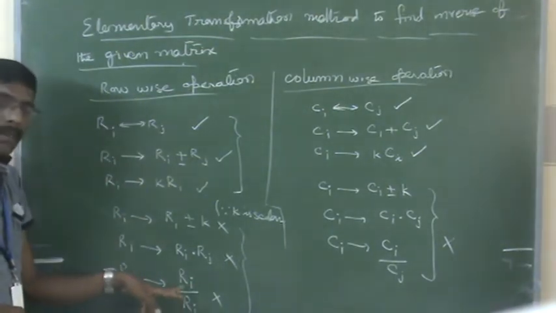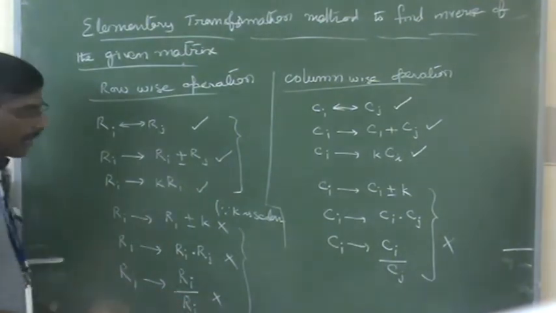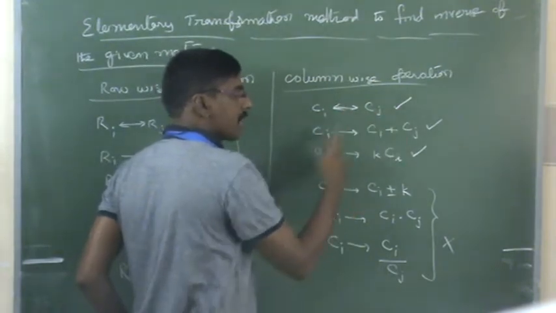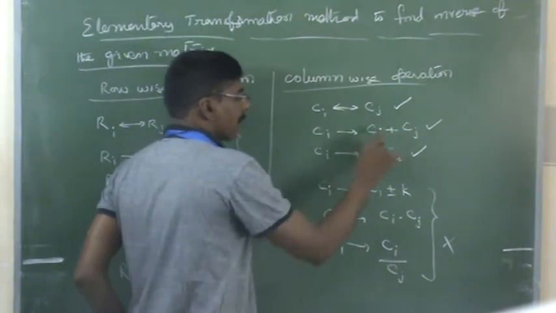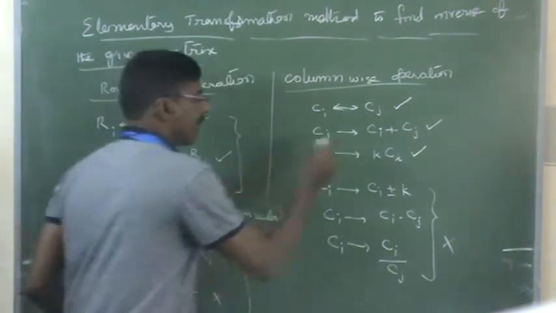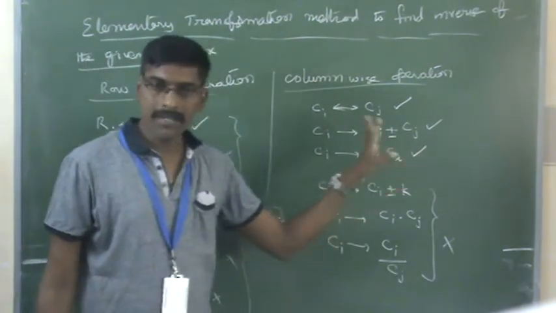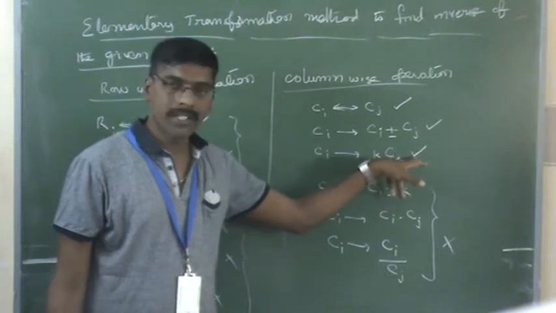Same model like this one for columns. Ci interchanges to Cj exists. Ci tends to Ci plus or minus Cj exists. Here also plus or minus, here also plus or minus. We can use it as a plus symbol or minus symbol, no problem. Ci tends to some constant into Ci exists.